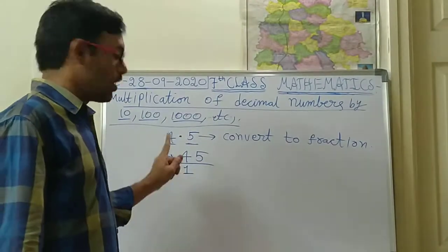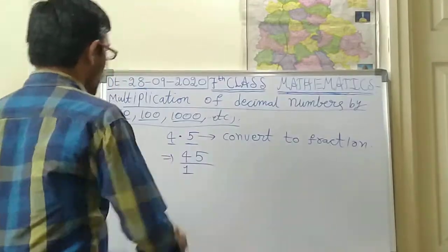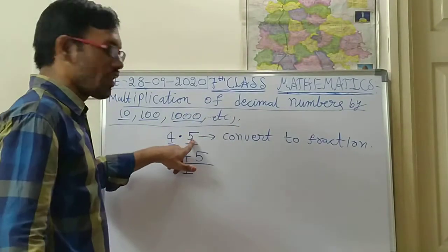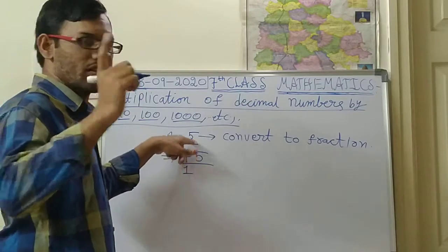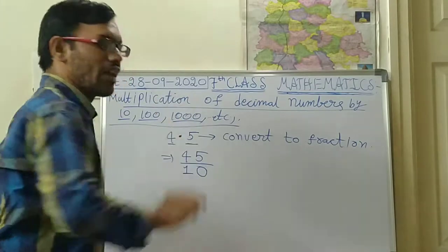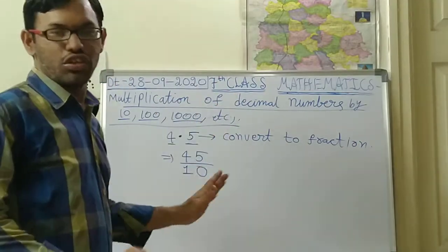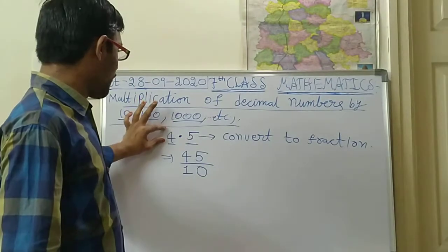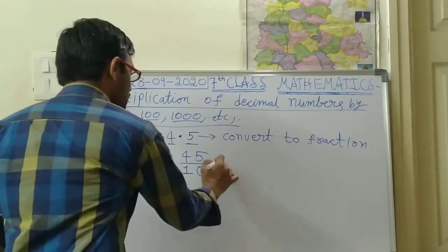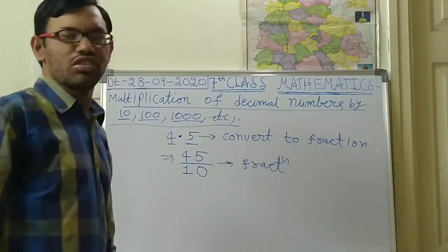The denominator should start with 1. So after 1, what should you write? After the point, how many digits are there? After the point only one digit is there. So write down 1 0. So 45 by 10. This is the fraction form of 4.5. I think you have understood. Converting a decimal number into a fraction is like this. That's it.